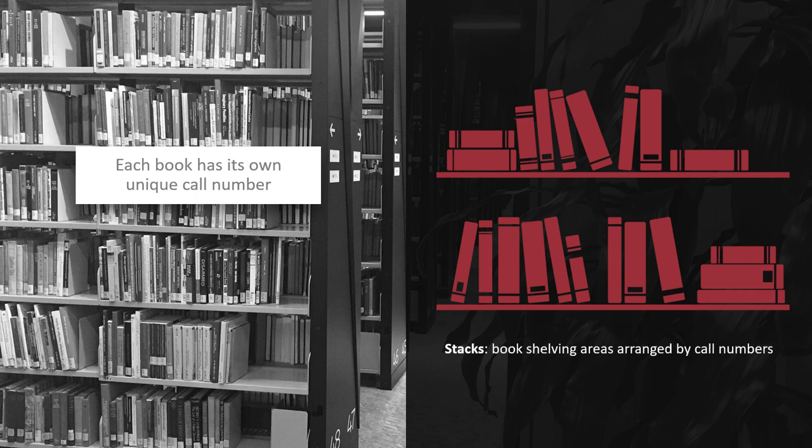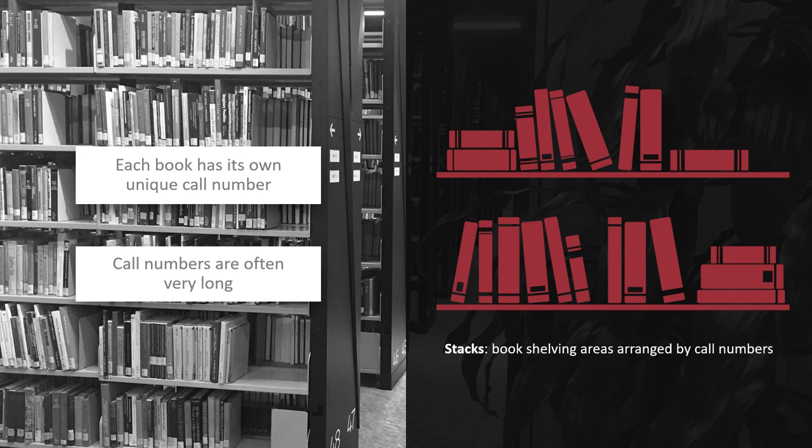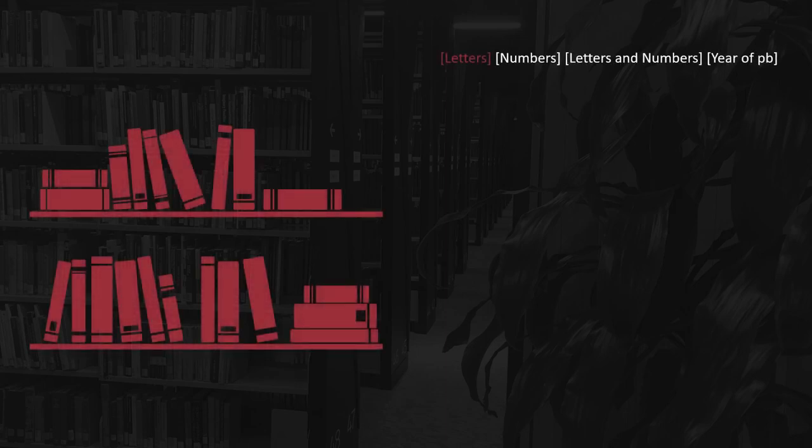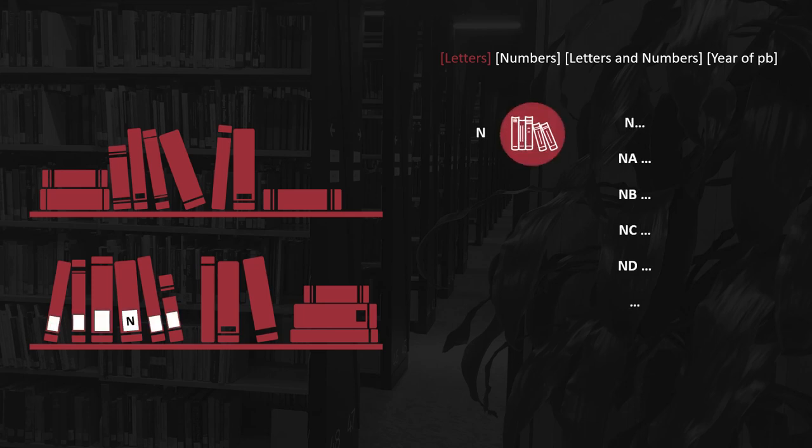As call numbers are often very long, we have to break them down into separate lines when we put them on the spines of books. Call numbers start with one or two letters, which can be read alphabetically. So a call number that starts with N comes before one that starts with P. A call number that starts with NA comes before NB, but after N.